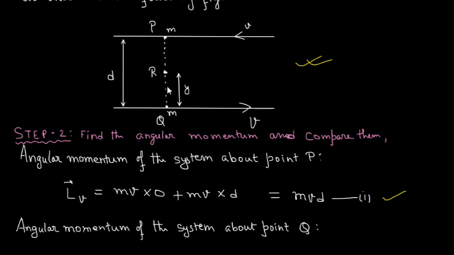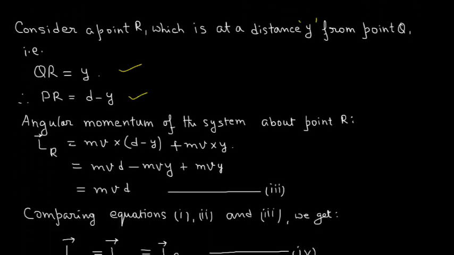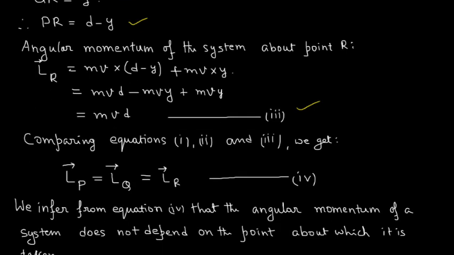So here QR is equal to y. So let us see the sum again. PR is equal to d minus y. Angular momentum of the system about point R, LR is equal to mv(d minus y) plus mv multiplied by y. Upon solving, we get mvd minus mvy plus mvy, which get cancelled out. So till now we have found the angular momentum at the point R.